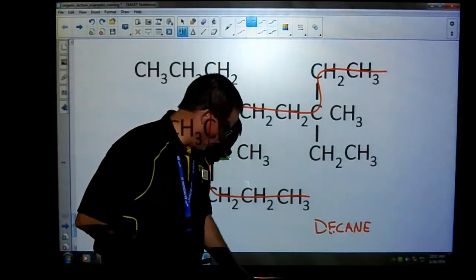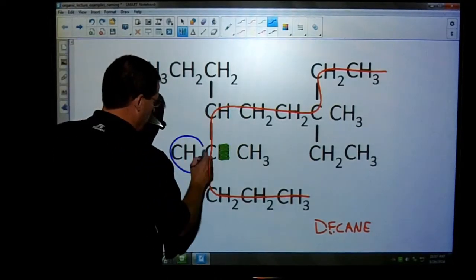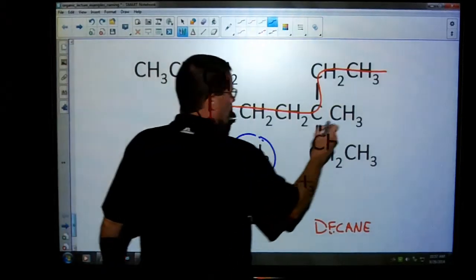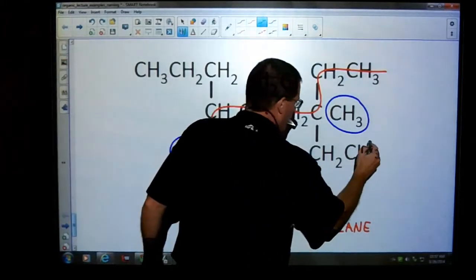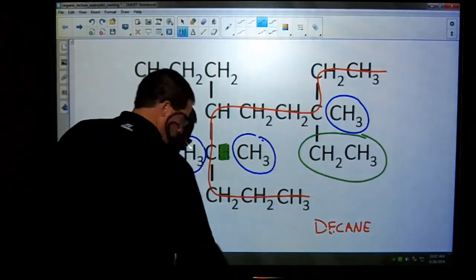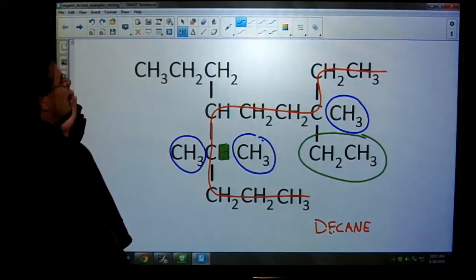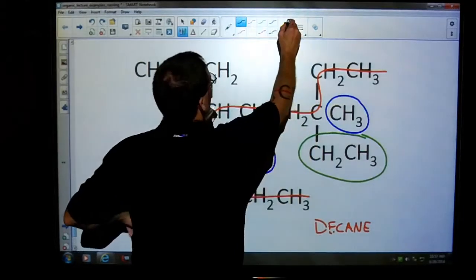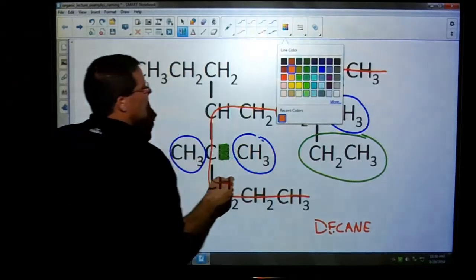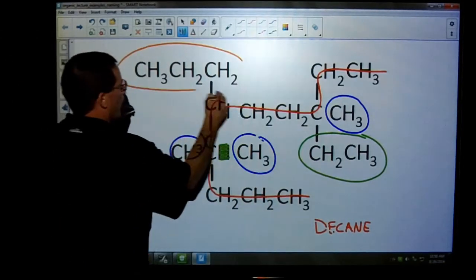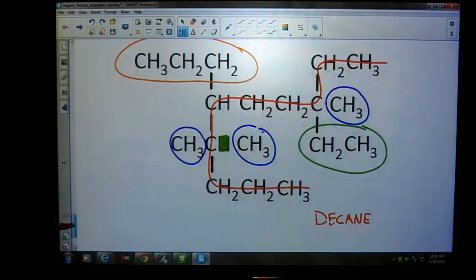Let's identify our groups here. So it's like we have a methyl here, a methyl here, a methyl here. So we have 3 methyls. We have an ethyl here. And we have, yeah. Can I change color? Maybe I can. Let's see. Let's go with that color, whatever that is. Okay. And that color is going to represent a propyl. Okay. So there's our propyl group.